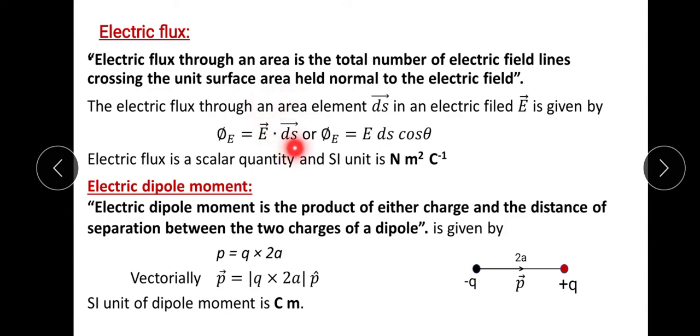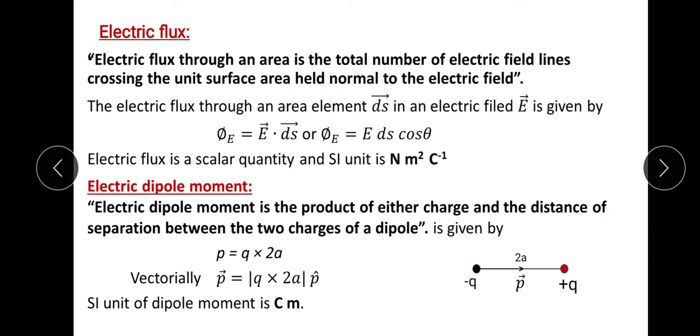And you can write this equation also as phi is equal to E ds cos theta, because you know that for a dot product the result will be E ds cos theta, where theta is the angle between electric field and area vector. Now electric flux is a scalar quantity and its SI unit is newton meter square per coulomb. This is about the electric flux.